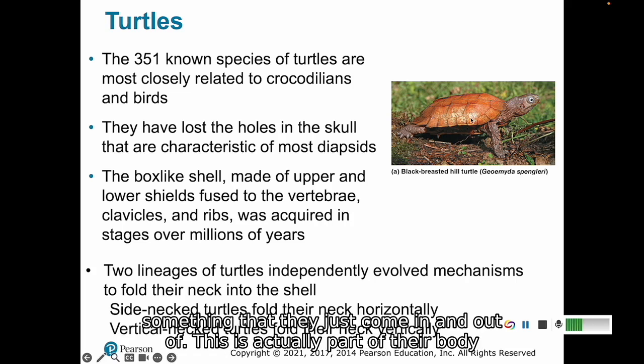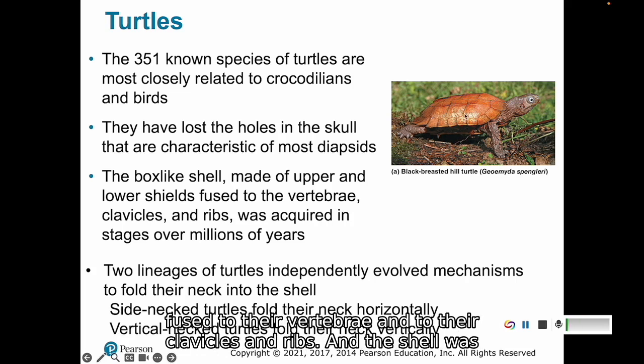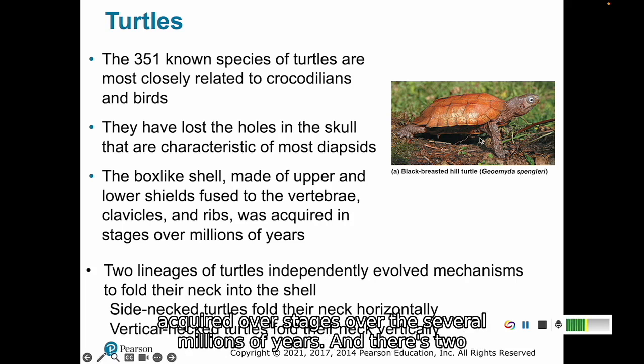So this isn't something that they just come in and out of. This is actually part of their body, fused to their vertebra and to their clavicles and ribs. And the shell was acquired in stages over several millions of years.